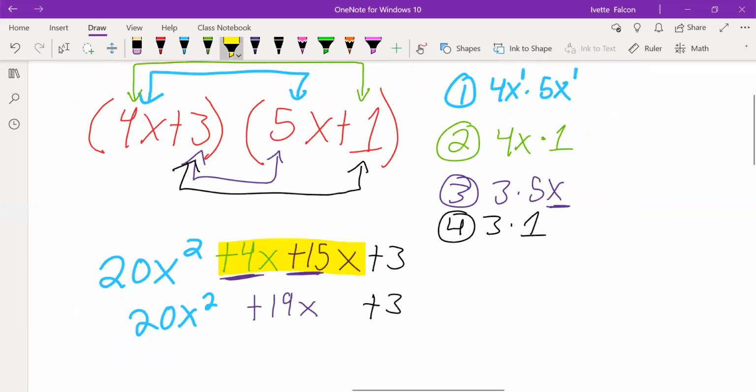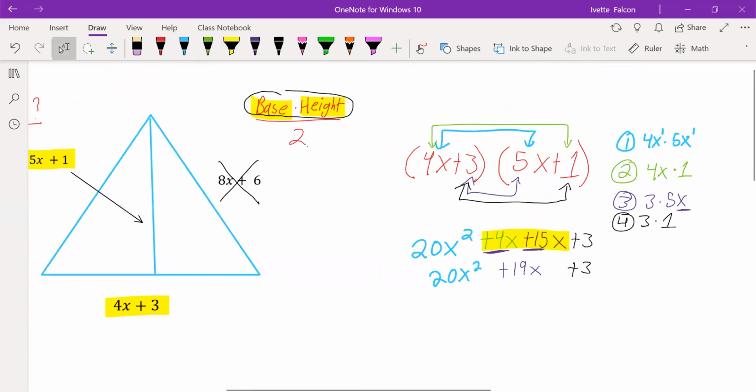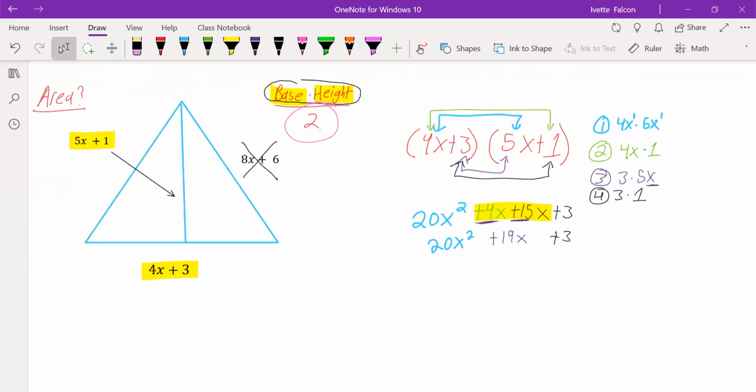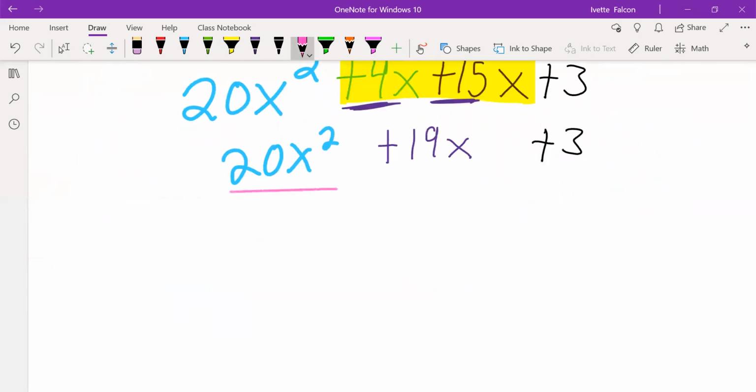Once you're here, if you notice, we did our first part. We did base times height and we multiplied them. Now you can divide by 2. You can worry about the divided by 2. And you only do this when you're finding the area of a triangle. So you're going to go ahead and divide the equation that you got by 2. This is my last step, to divide by 2.